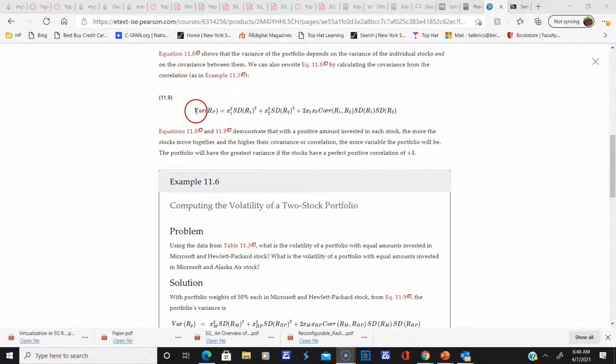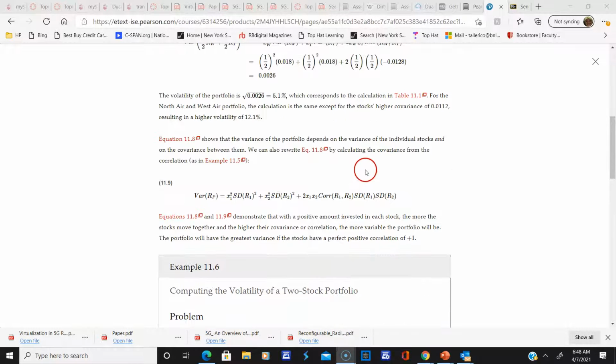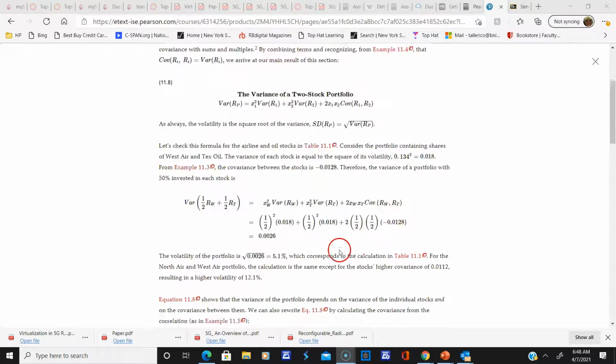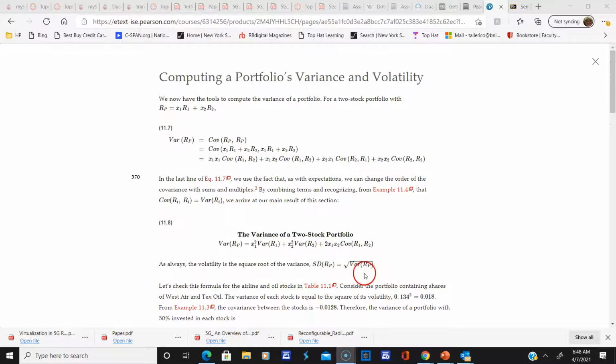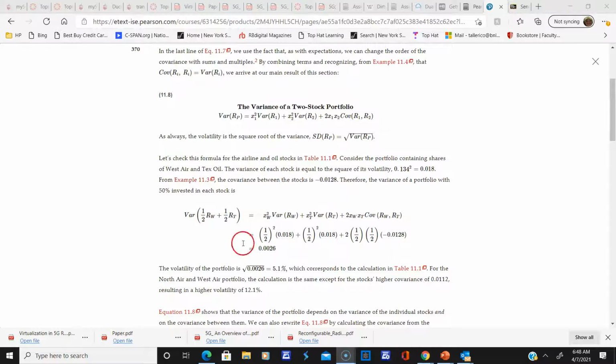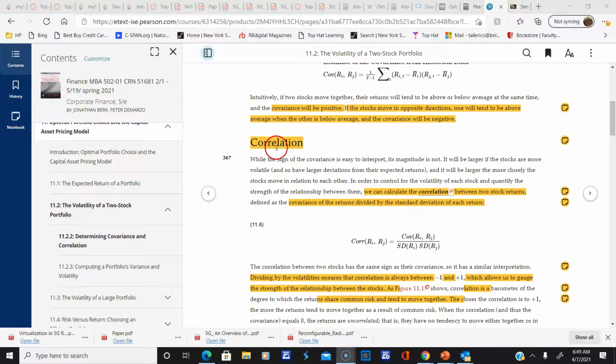Equation 11.9 was used to calculate the variance, and you'll notice here's the correlation. To get the correlation, as I said, we have to go back, and let me look for that equation for you. So here is the correlation, and the correlation is derived off the covariance. Equation 11.6 is the correlation that we used in that example.